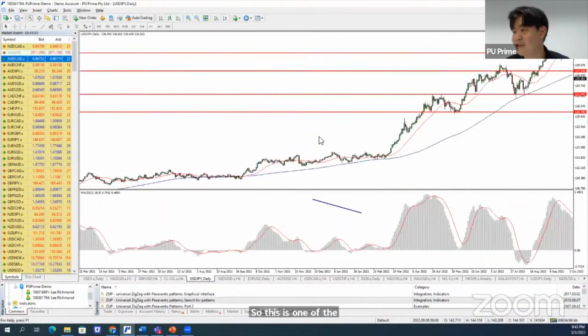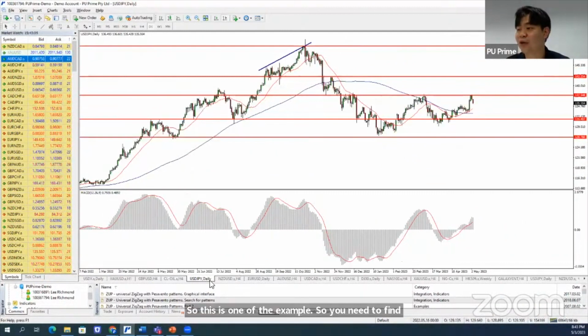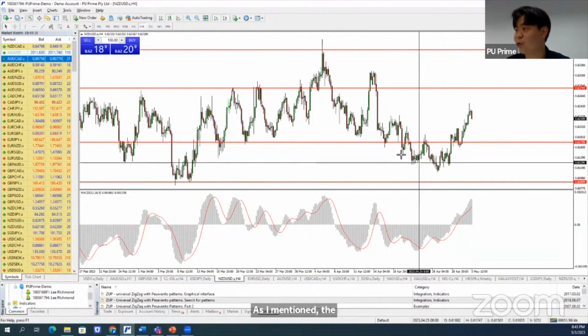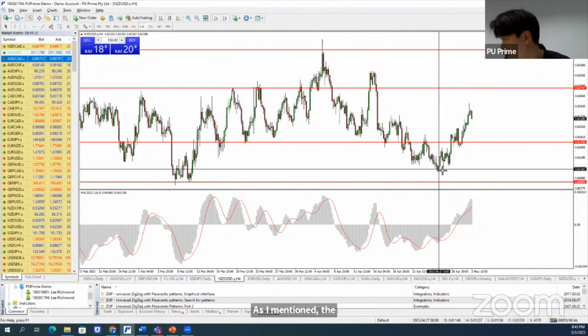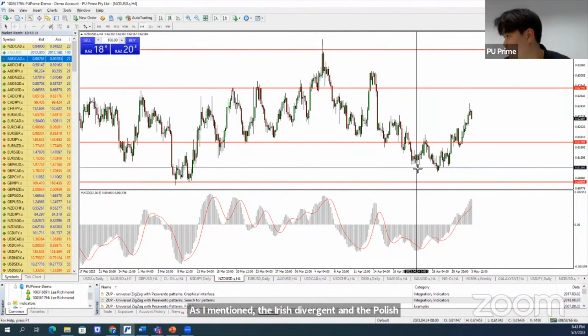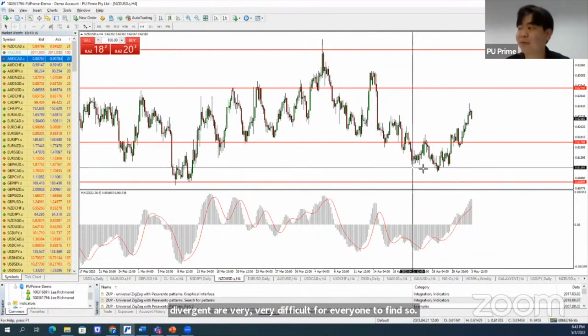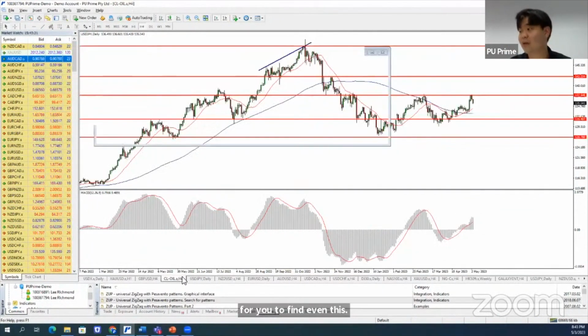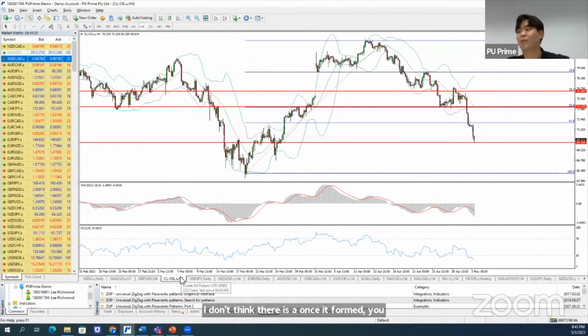So you need to find them yourself. As I mentioned, bearish divergence and bullish divergence are very, very difficult for everyone to find. So let's look at another example. Yes, it's very difficult to find. Even here, I don't think there is a bearish divergence. But once it forms, you can try to combine a few things.